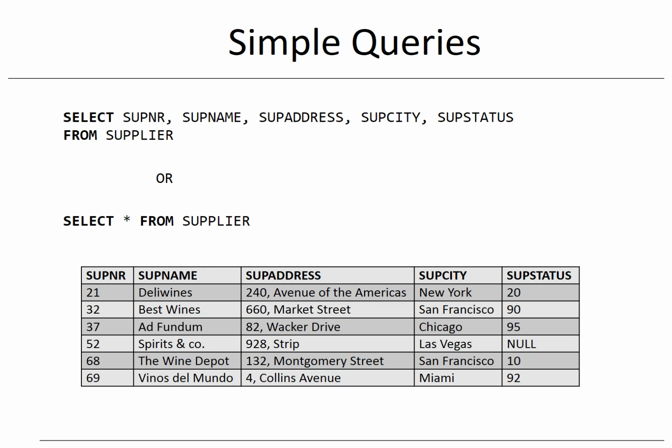Here you can see our first select query. It reads, select subnumber, subname, subaddress, subcity, substatus from supplier. This query selects all information from the supplier table. In other words, it provides a complete table dump. In case all columns of a table are requested, SQL provides a handy shortcut notation, which is select star from supplier.